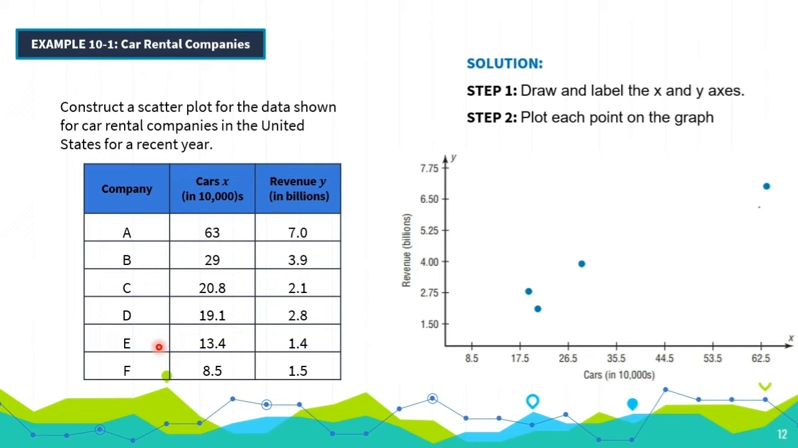And for company E, we have 13.4 as the x-value and 1.4 as the y-value, and this is the point. And lastly, we have company F, where x is 8.5 and y is 1.5, and this is the point. So now we have a scatter plot for this example.